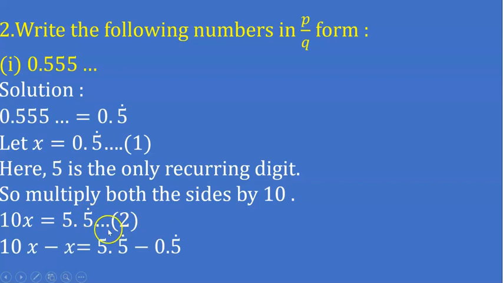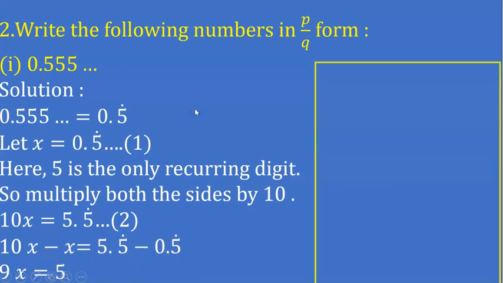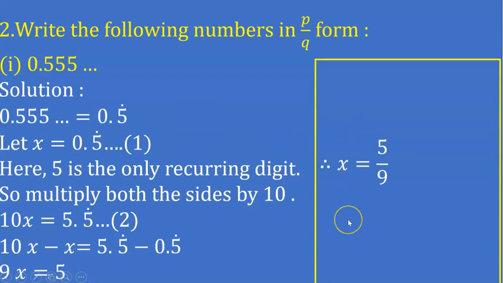Now the subtraction. Subtract x equal to 0.5 recurring from this equation, that is 10x equal to 5.5 recurring. 10x minus x, you will get 9x, and 5.5 recurring minus 0.5 recurring, you will get 5, and hence x is equal to 5 by 9, and hence the number in p upon q form is 5 by 9.